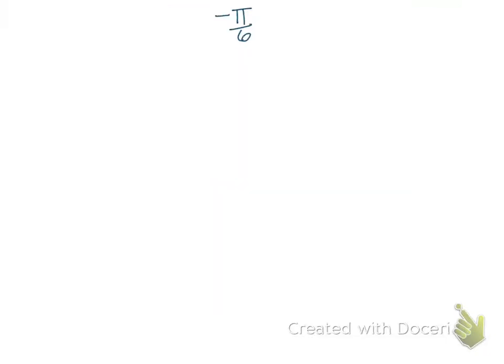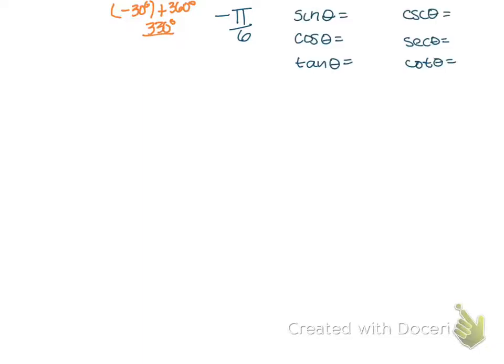Alright, next example. Negative pi over 6. Negative 1 over 6 times 180 in the calculator is negative 30. That is not on the unit circle. So add 360, and that gives you 330. That is on the unit circle. That has an ordered pair of square root of 3 over 2 and negative 1/2.